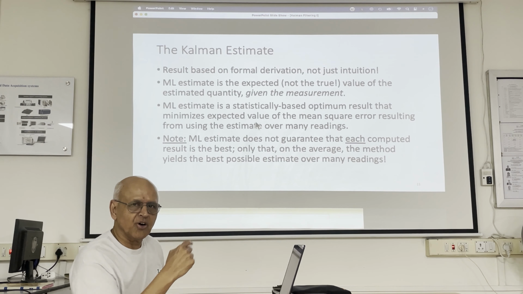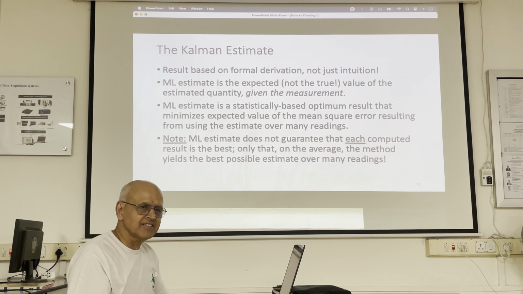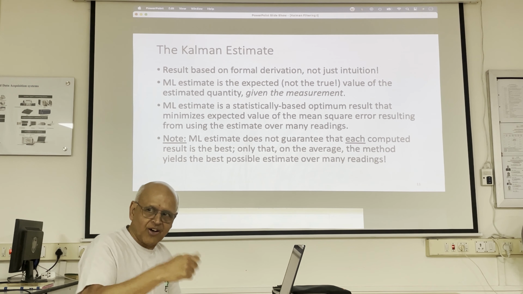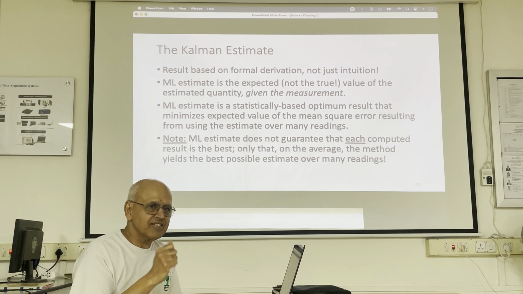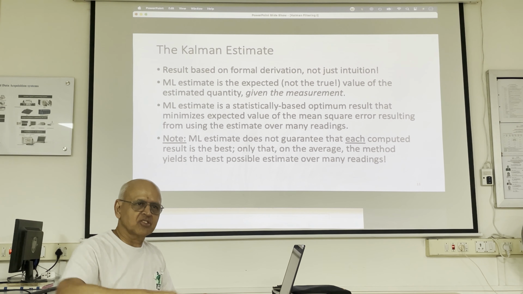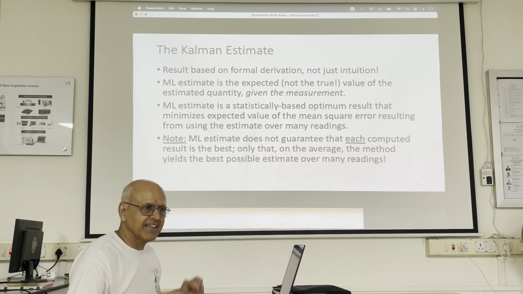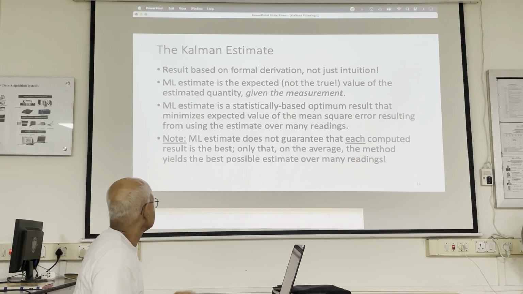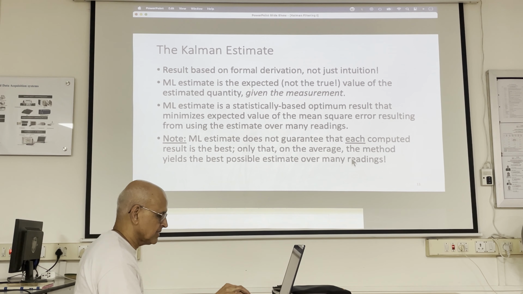So what Kalman said was, there's no reason to believe that each one of his synthesized results is the best. What he's saying is, overall, if you use that method, no other method will beat it. He's not saying each one of my results cannot be beaten by a better estimate. He's saying if you use this method over and over again, my method will be the best overall. And that's what it turns out to be. So here, ML estimate does not guarantee that each computed result is the best, only that on the average, the method gives the best possible estimate of many readings.